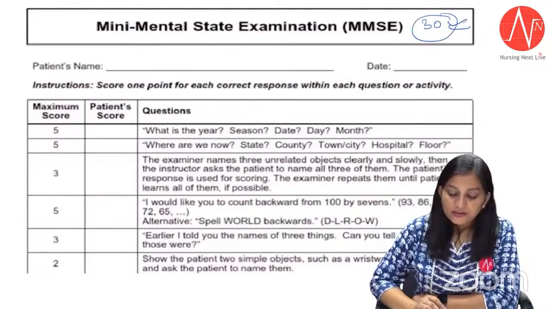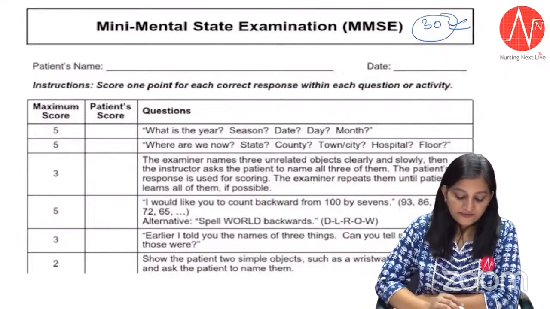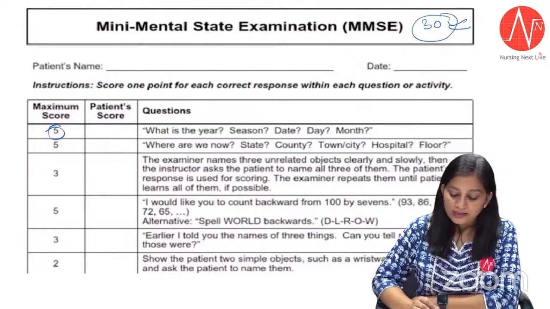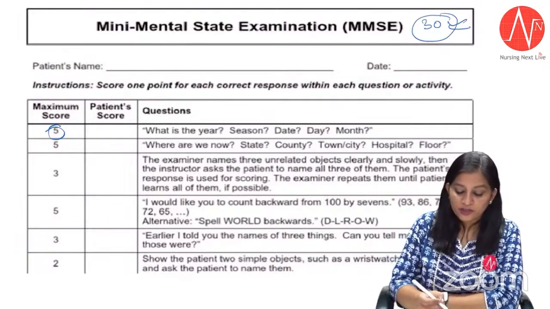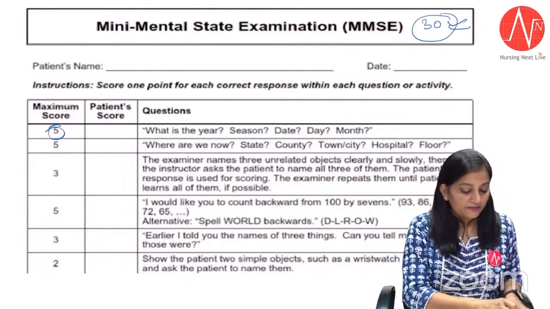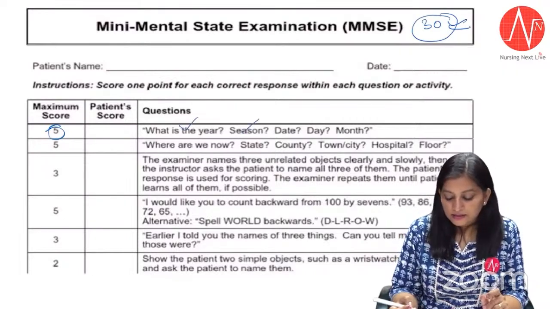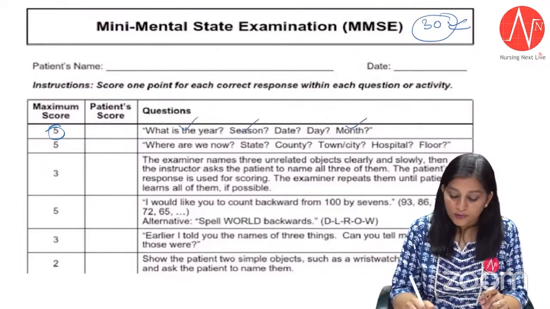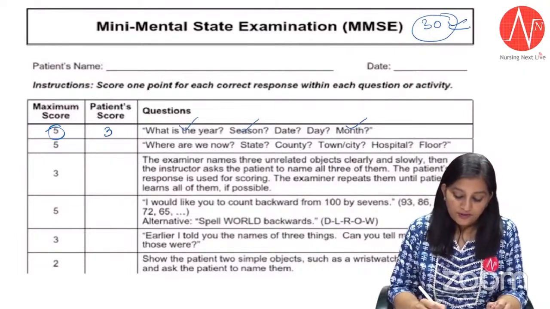First we check the orientation. What is the year, season, date, day and month? For these questions, the maximum score is 5. If the patient is able to answer these questions, or misses any component, then the score is given accordingly. Suppose the patient has given the right answer about the year, season and month, but doesn't know the day and date, then a score of 3 will be given. Now, where are we now?